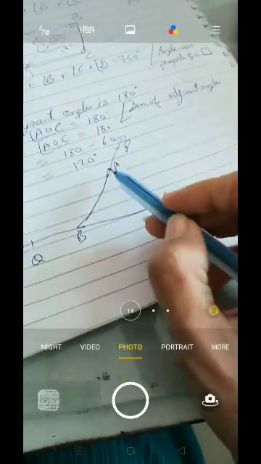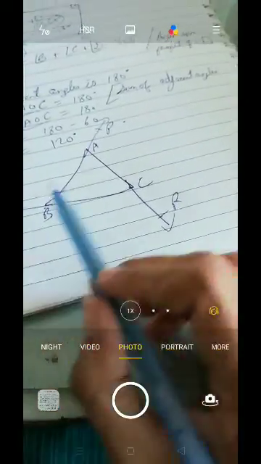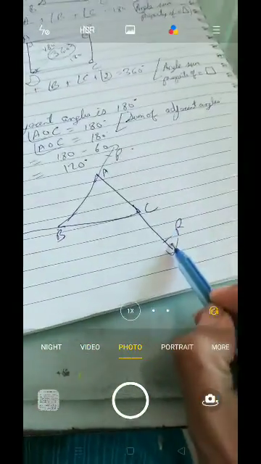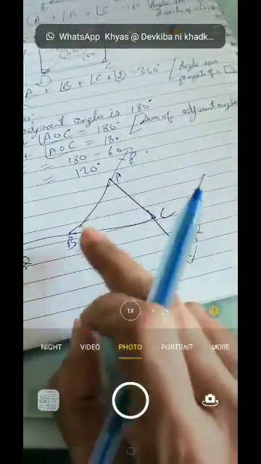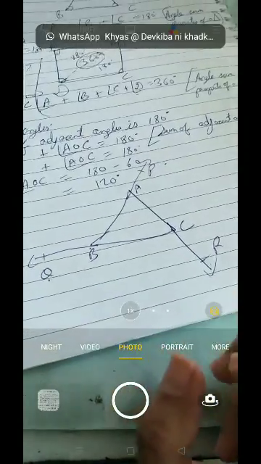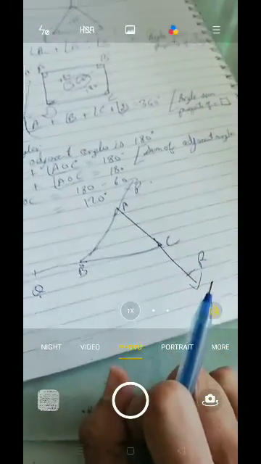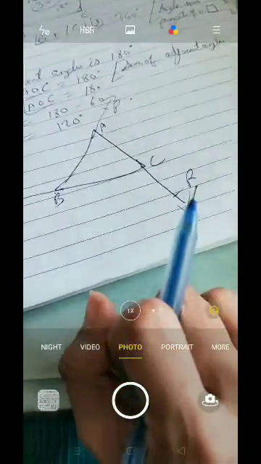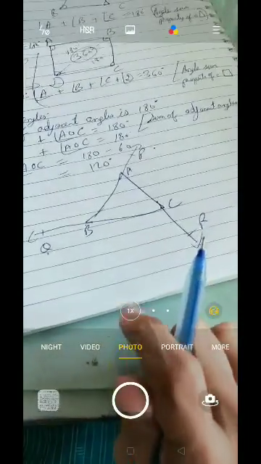And can you see point P? You can see point Q, point P, and point R. They are outside the triangle ABC. So they are called exterior. These points are exterior. So the angle formed by the exterior points will be exterior angles. Come on, let's see which are the exterior angles over here.